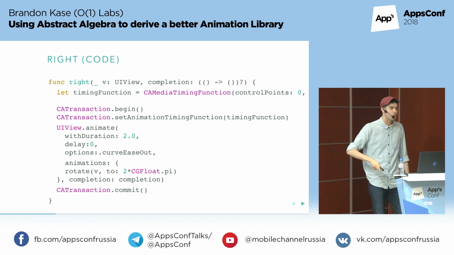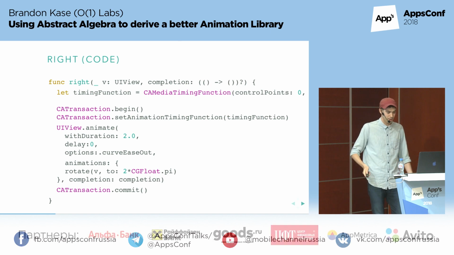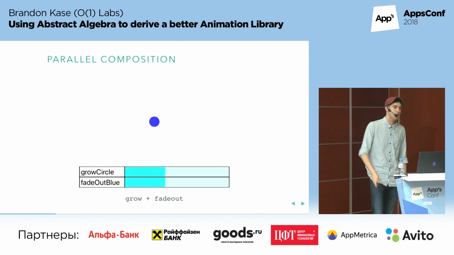Then we set some global mutable state, because who doesn't love global mutable state? We begin a CATransaction. We set our timing function. We do what we want to do, and we commit. And this will do what we want. I'm not a fan of side effects, but whatever. Cool. Let's think about parallel composition.